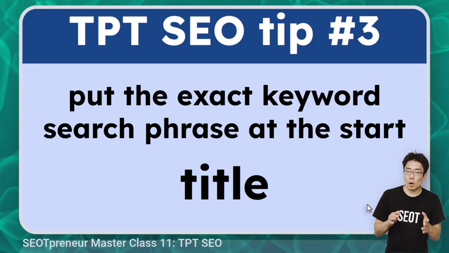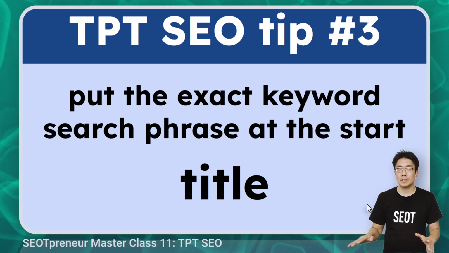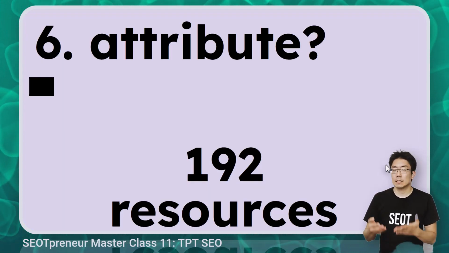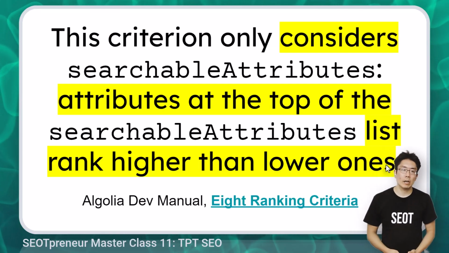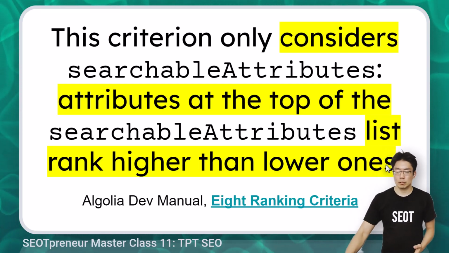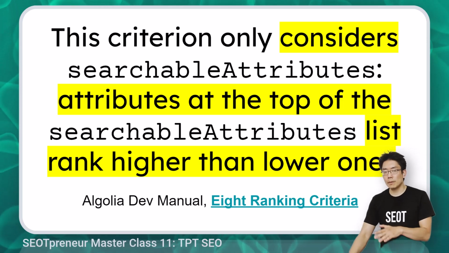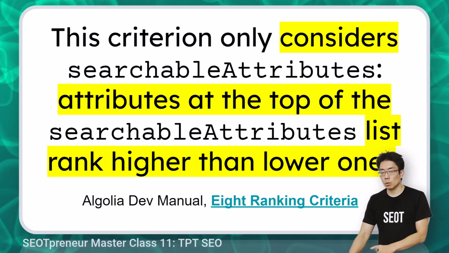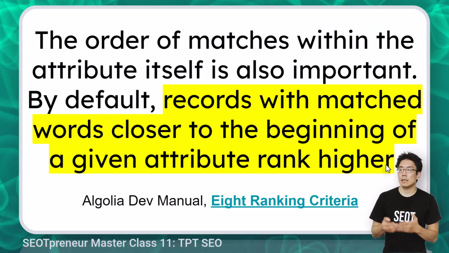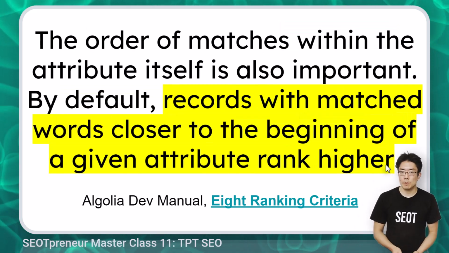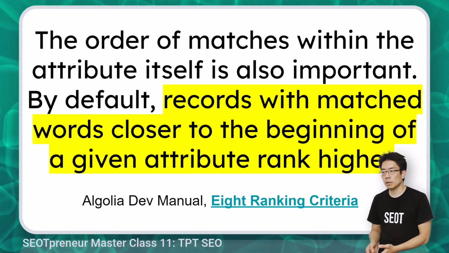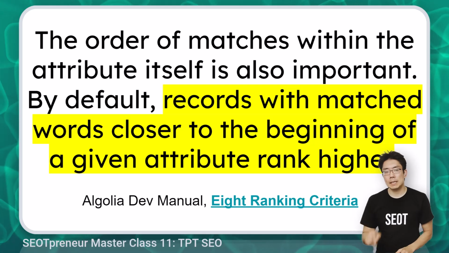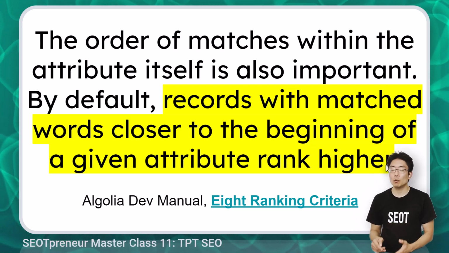So now I'm going to talk about why the title is the all-important thing in TPT SEO. Algolia criteria number 6 is called attribute. This criterion only considers searchable attributes. Attributes at the top of this searchable attributes list rank higher than lower ones. The manual goes on to say that the order of matches within the attribute itself is also important. By default, records with matched words closer to the beginning of a given attribute rank higher.